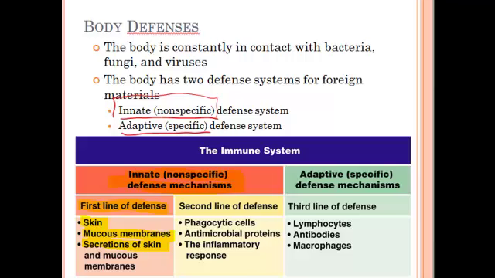But that's why we have the secondary defenses. If something does get through, now we have our second line of defense that's going to come in. Again, still non-specific. We're just trying to fight invaders in general. If anything gets through, our second line of defense will come into play and try to fight back against this. Examples of our second line of defense: we have phagocytic cells, antimicrobial proteins, and the inflammatory response. All of these things are important, and we're going to look at these in turn.